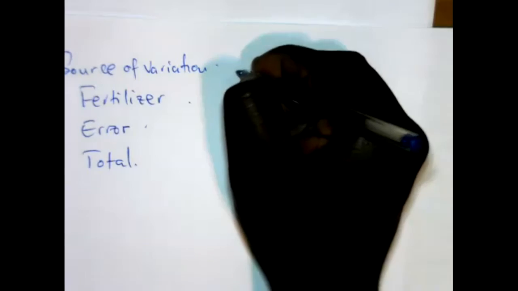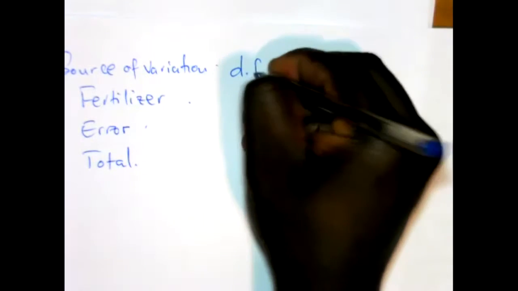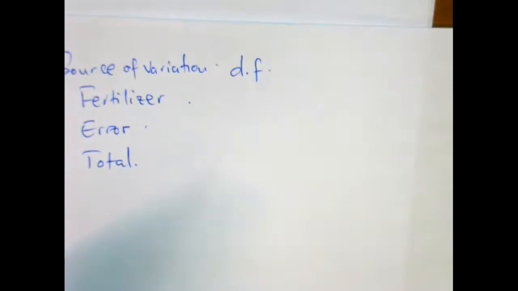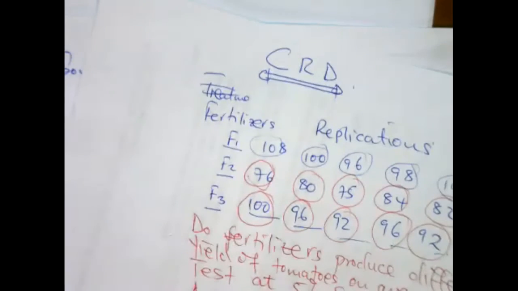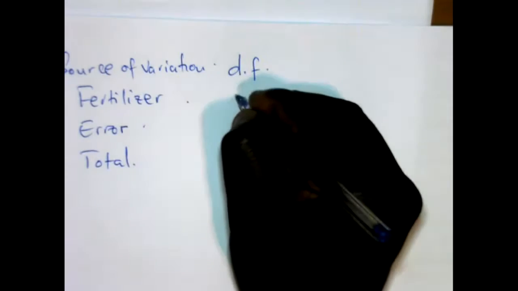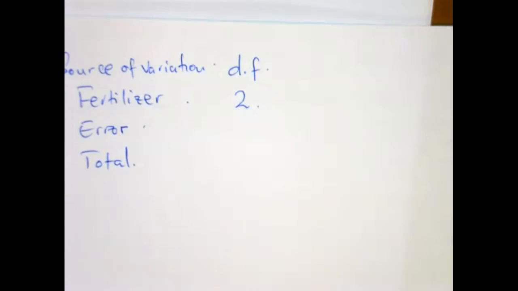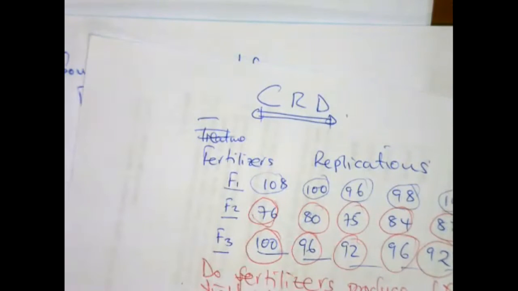Then what are the degrees of freedom? Remember, we said number of treatments minus 1. How many fertilizer levels do we have? I'll come back so that you see my data. There are 3, F1, F2, F3. So 3 minus 1 will give me 2. Now, I want you to quickly get it for total. The total number of observations minus 1 gives us the degrees of freedom for total. So in this case, we have 1, 2, 3 times 1, 2, 3, 4, 5.